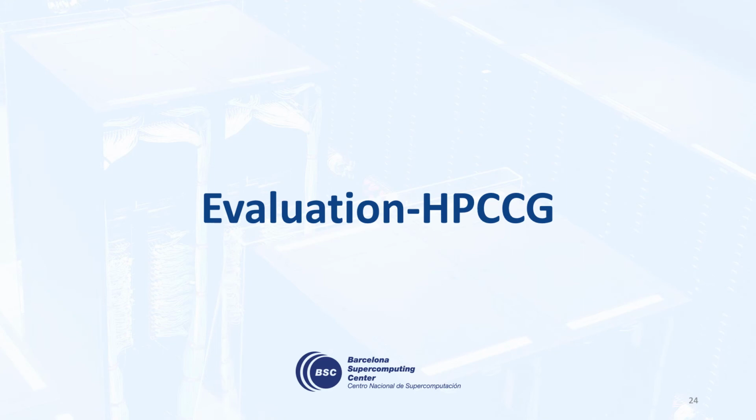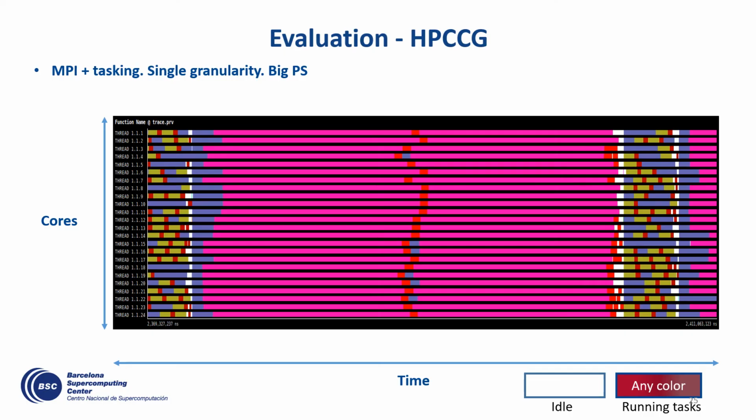Let's see now the evaluation of the HPCCG. HPCCG is simpler than LULESH. It contains a single phase with 3 kernels. It presents a 4-join pattern, so it is very well suited for OpenMP worksharings.